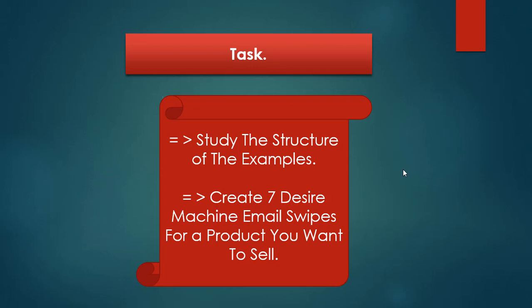And after studying the structure of the examples, this is your new task for the week. Create 7 Desire Machine email swipes, something you're going to be using for emails, using whatever Desire Machine type you want to use. You create 7 email swipes, email serials or social media post serials that have the Desire Machine in them, and please upload them on your Google Doc. We're going to check your Google Doc to make sure you are doing these things the way they should be done.